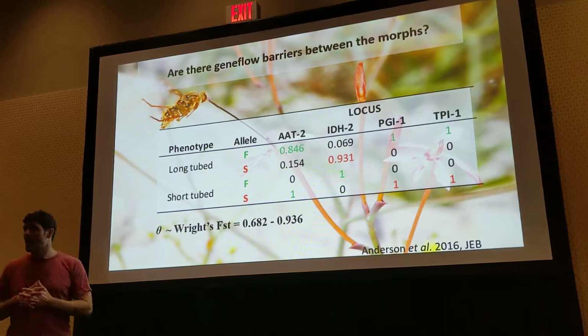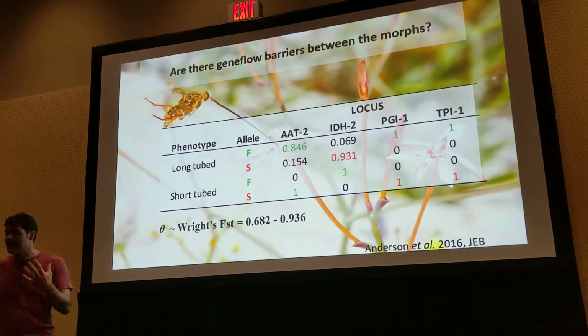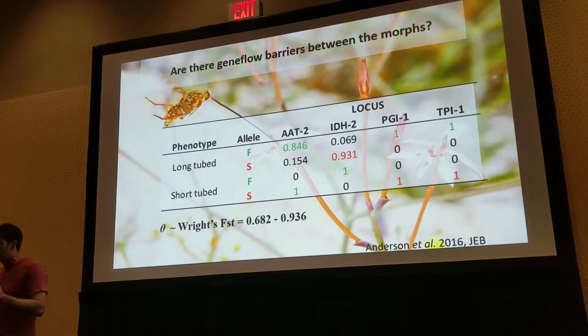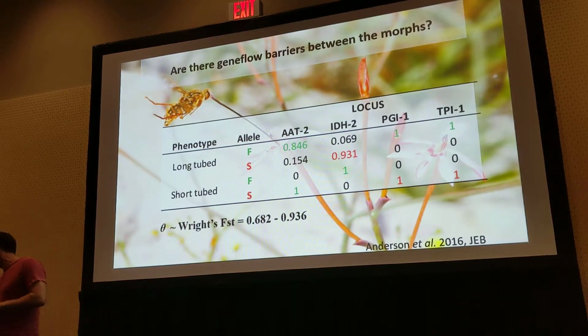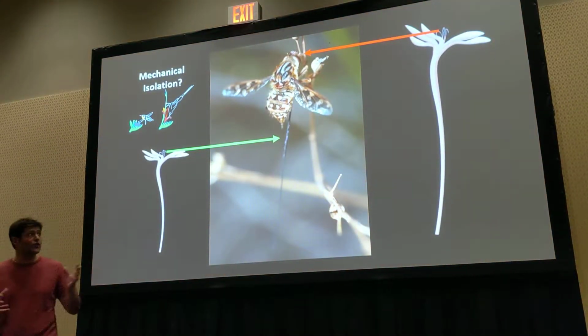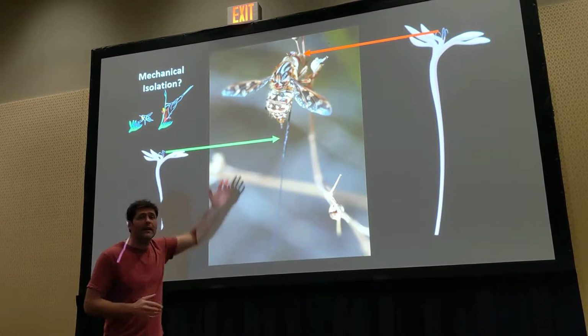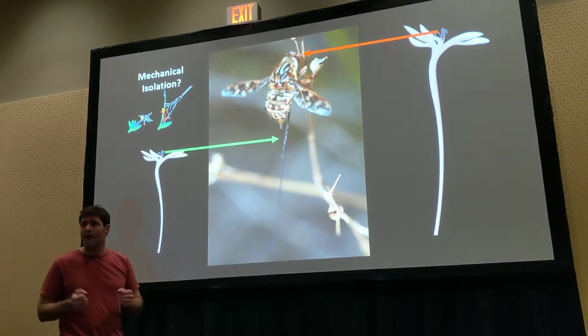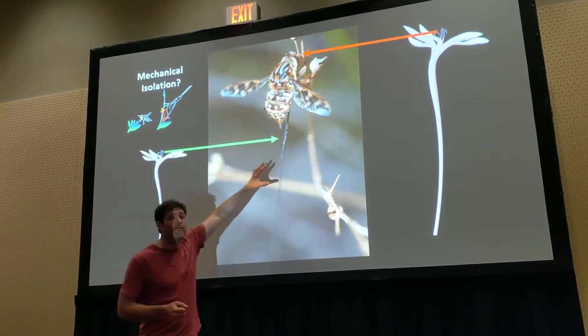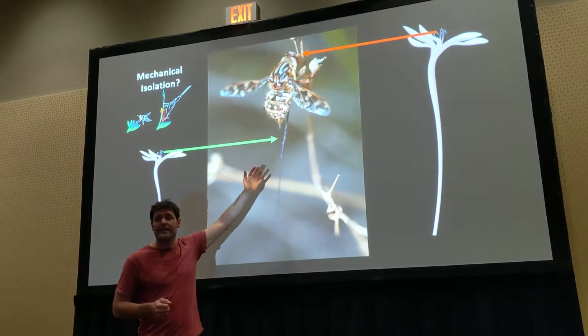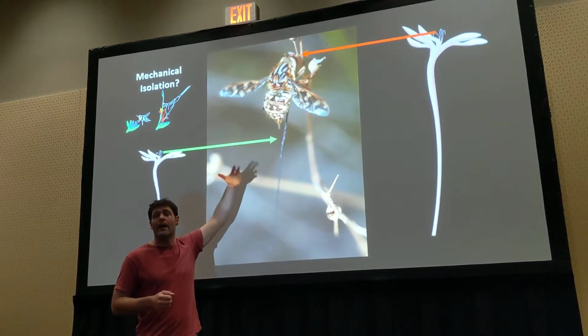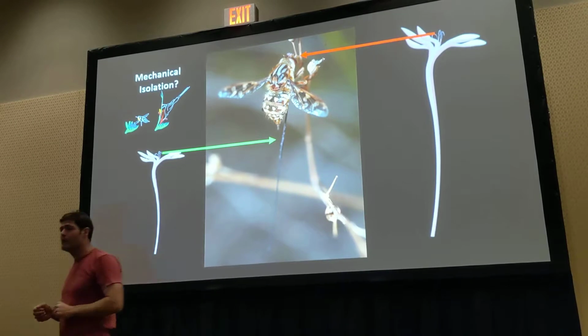And we know that these forms are cross-compatible, so they do form some seeds. In fact, quite a lot of seeds when you cross them. So the question now is whether this mechanical isolation is partly to blame. And do we find plants receiving pollen on different parts of fly pollinators?